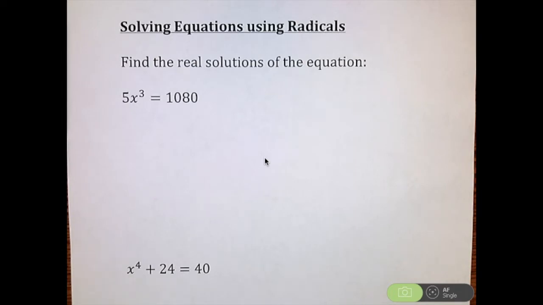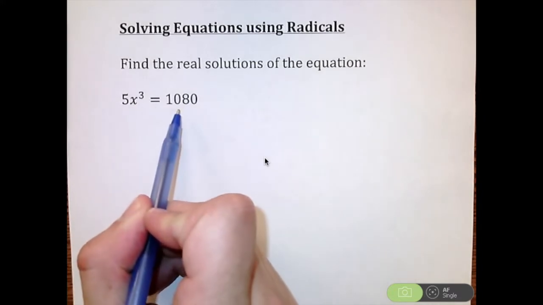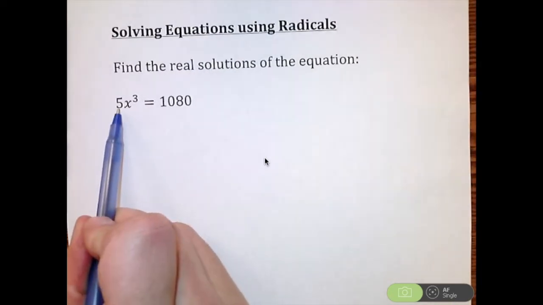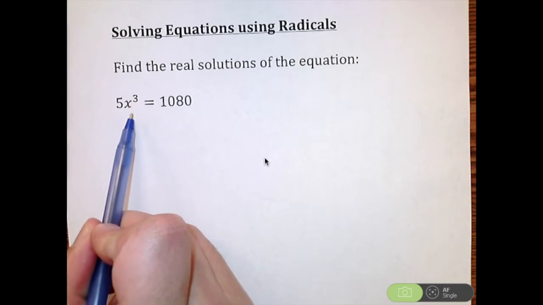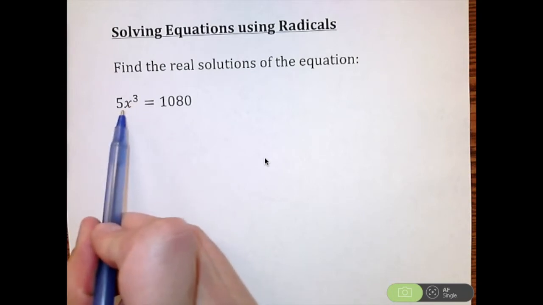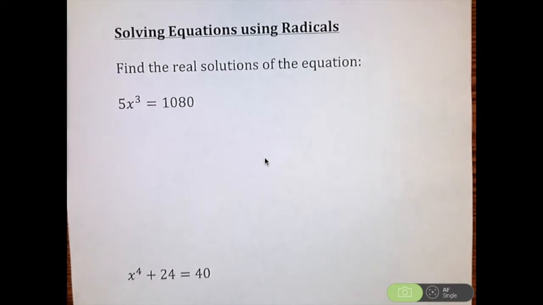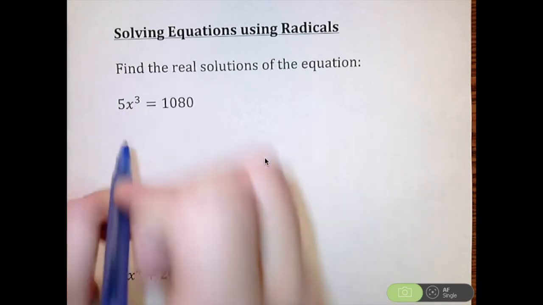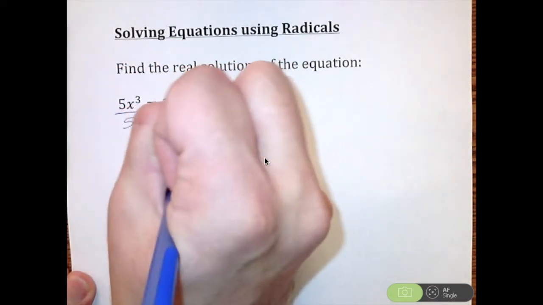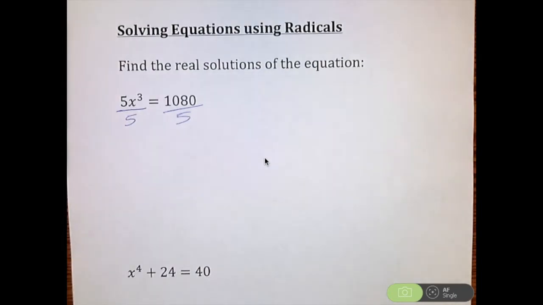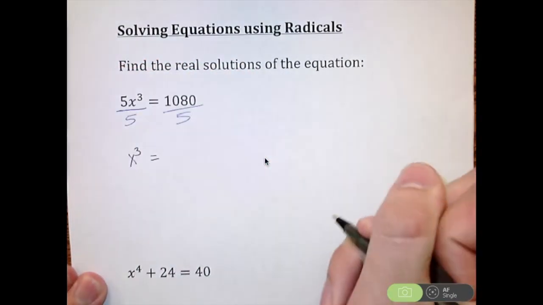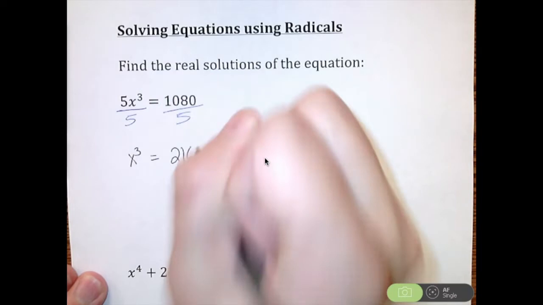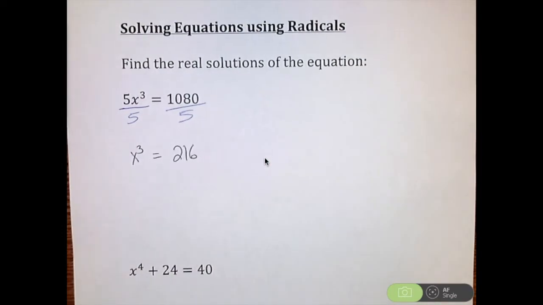On this first one, I have 5x to the third power equals 1080. To get x by itself, I've got a 5 with it and the third power. What would I like to get rid of first, the 5 or the third power? If I'm working the order of operations backwards, I want to get rid of that 5 first. If I'm multiplying by 5, the opposite is dividing by 5. So I'm going to divide both sides by 5. That gives me x to the third equals, and 1080 divided by 5 is 216. So I have x to the third equals 216.